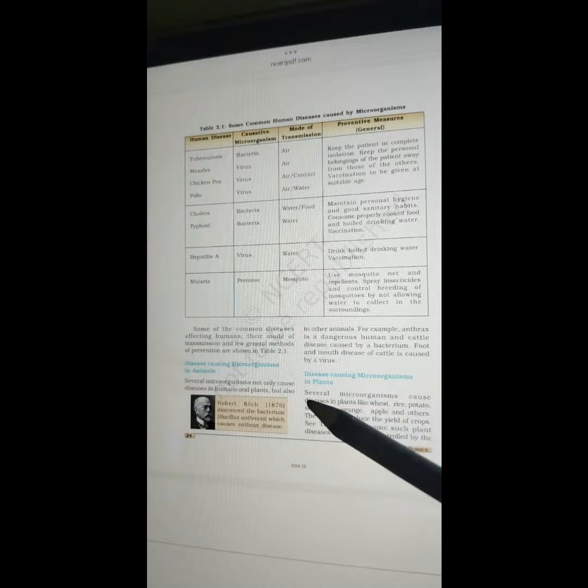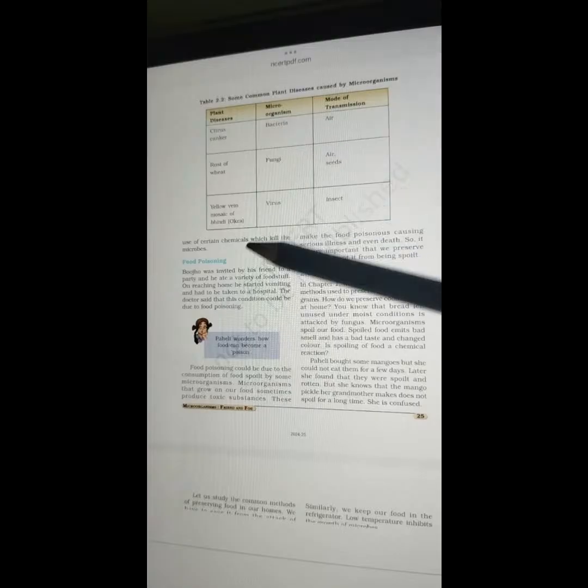Disease causing microorganisms in plants. Several microorganisms cause diseases in plants like wheat, rice, potato, sugarcane, orange, apple, and others. The diseases reduce the yield of crops. See Table 2.2 for some such plant diseases. They can be controlled by the use of certain chemicals which kill the microbes.